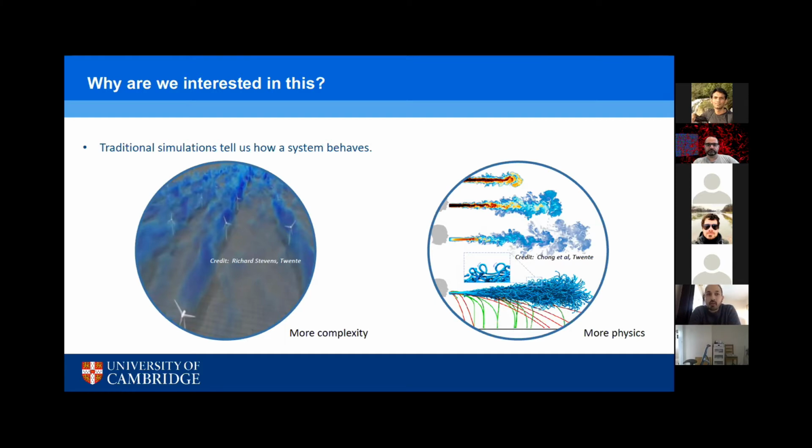At the same time, we are able to simulate flows with more physics in them. So, for instance, in simulating pollutant dispersal or aerosol dispersal, we're able to capture effects of humidity, temperature. We're able to consider droplets of larger range of diameters.